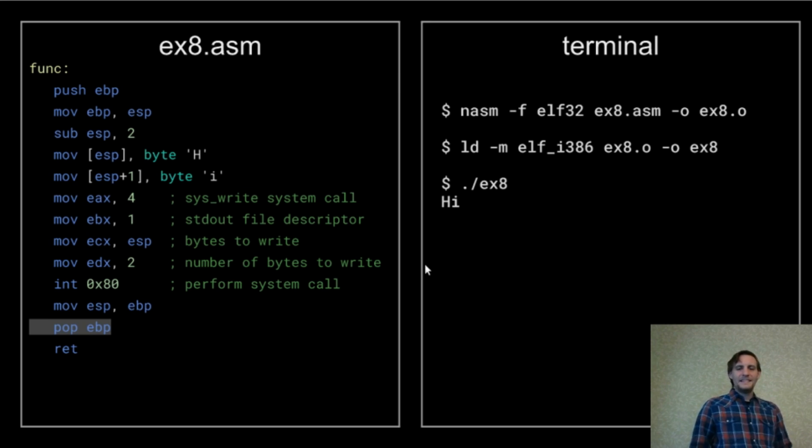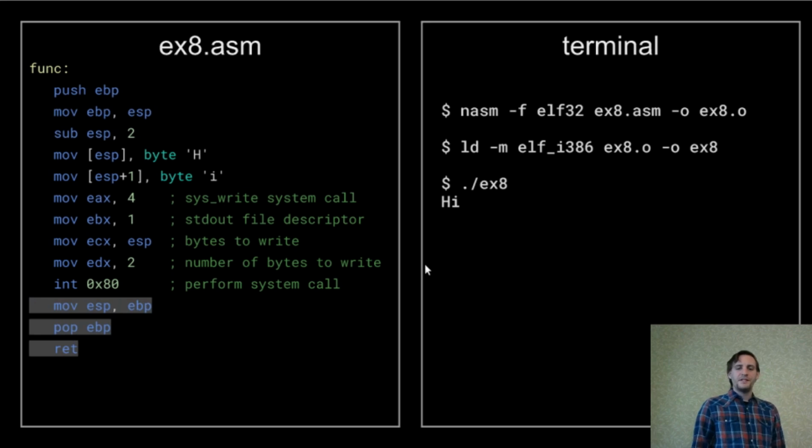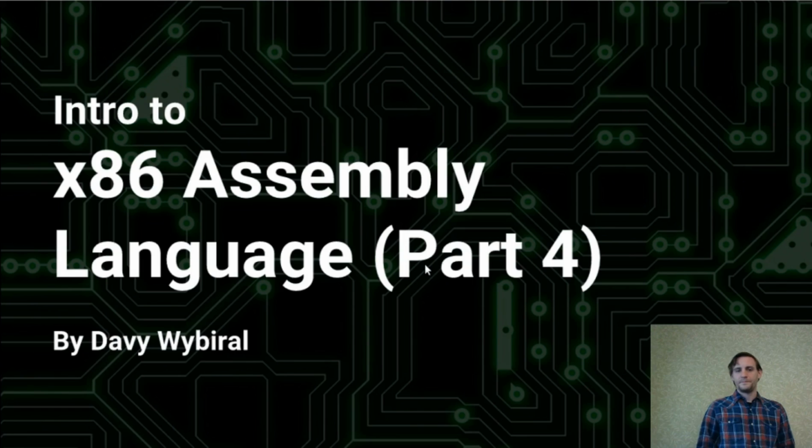And this technique of pushing and then popping EBP will allow for nested function calls without the functions interfering with each other's stack. There's actually a term for each of these actions. This setup portion of preserving the stack and allocating space is known as the prologue of the function. And this portion of restoring the stack and returning is known as the epilogue. And now you know how to write functions in assembly.